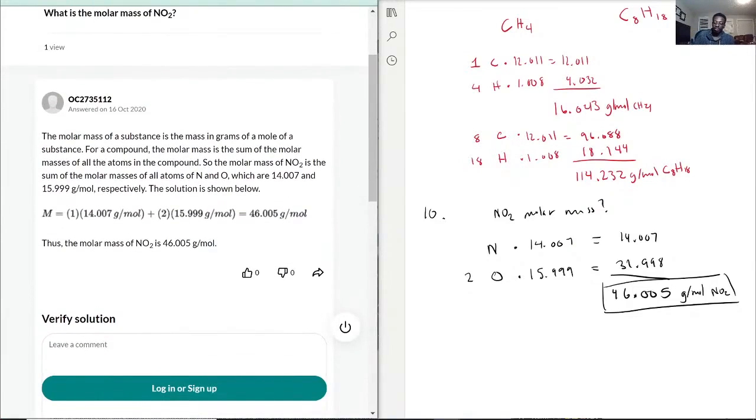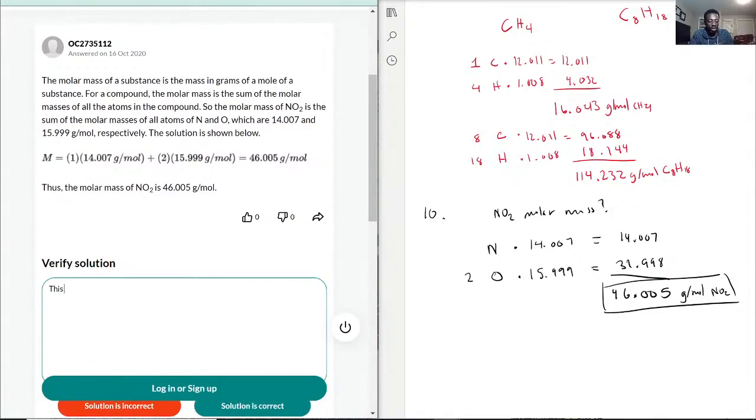So let's see here. They went through, as they said, exactly 1 times the nitrogen, 14.007, plus 2 times the oxygen of 15.999. That gives you 46.005 grams per mole of nitrogen dioxide. Okay, so they definitely got the same answer as us. So let's just say this is correct.